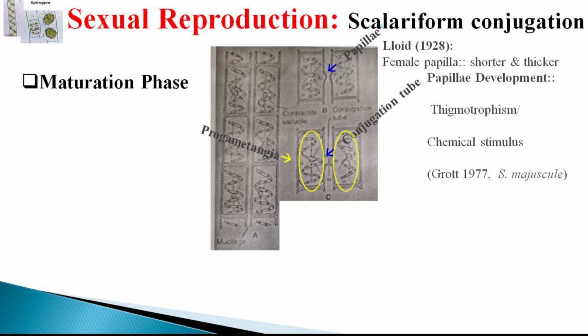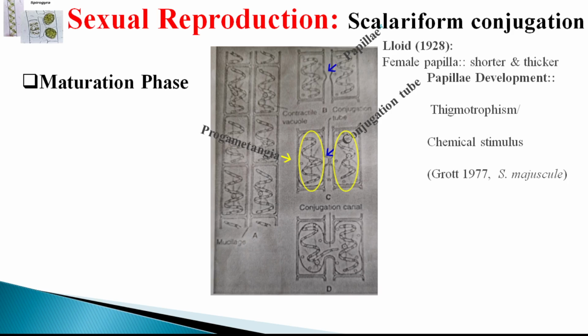Now with the completion of the conjugation tube, the double wall present between these tubes starts to get dissolved by certain enzyme actions, and a continuous passage starts to get established, which is generally referred to as a conjugation canal. We have just seen why and how it is established, that is, by means of enzyme action. It is formed between two opposite cells. It is actually a connecting bridge.